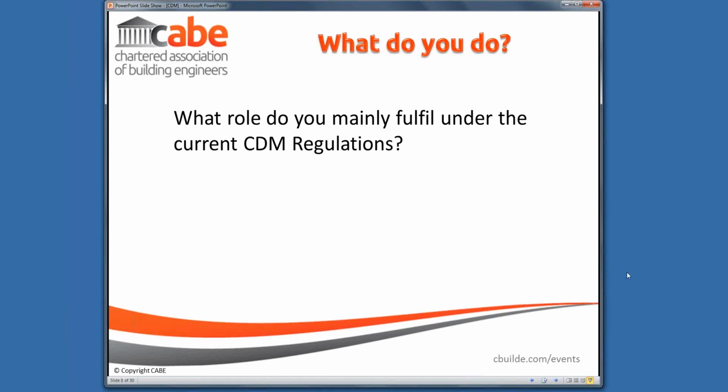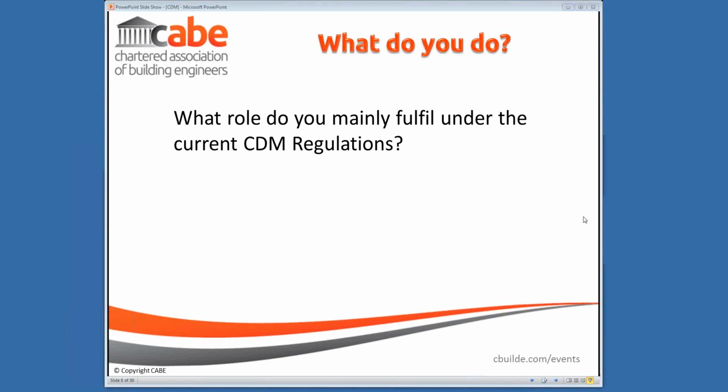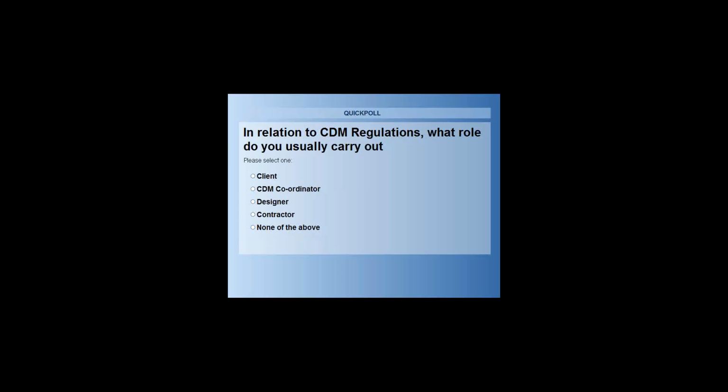So just give me 1 second whilst I get the correct poll there, and now you should be able to see a choice of options on your screen in relation to which role you actually undertake. And if you could indicate there which of those is your current main role, then once we've had a chance for everybody to vote, I'll share those results with you to get an idea of where the audience today sits, and it also helps us as an association to understand what our members are doing.